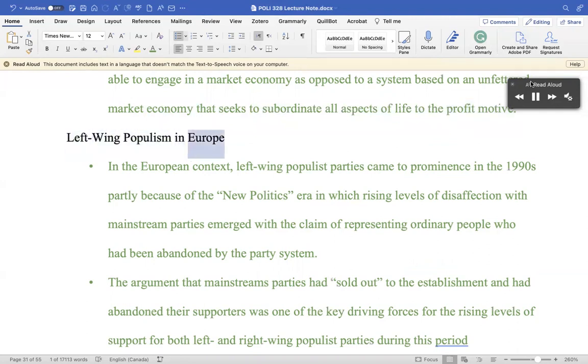Left-wing populism in Europe. In the European context, left-wing populist parties came to prominence in the 1990s, partly because of the new politics era, in which rising levels of disaffection with mainstream parties emerged, with the claim of representing ordinary people who had been abandoned by the party system. The argument that mainstream parties had sold out to the establishment and had abandoned their supporters was one of the key driving forces for the rising levels of support for both left and right-wing populist parties during this period.